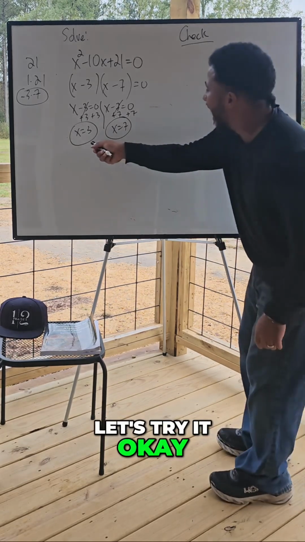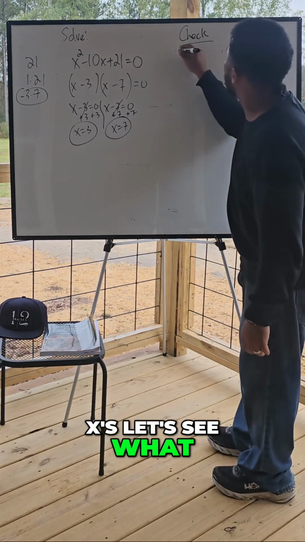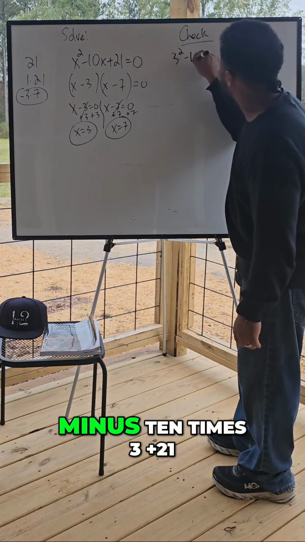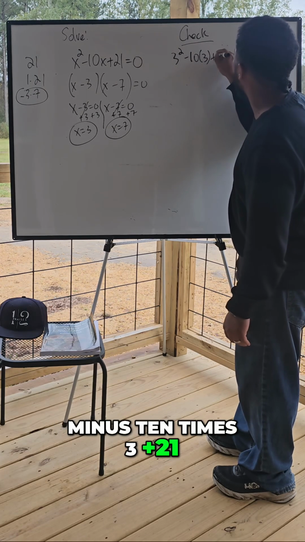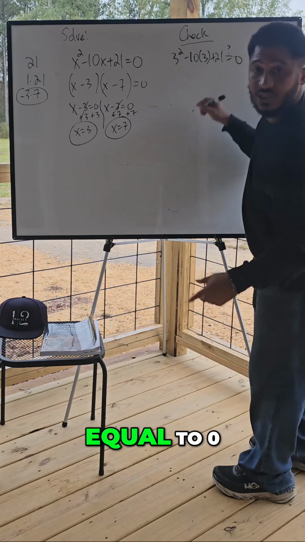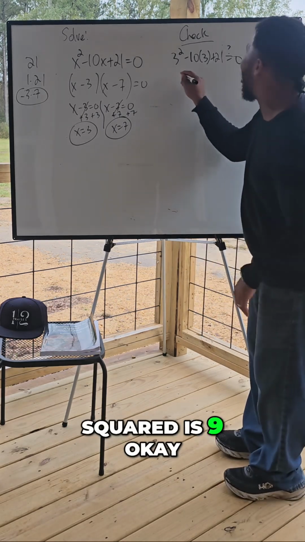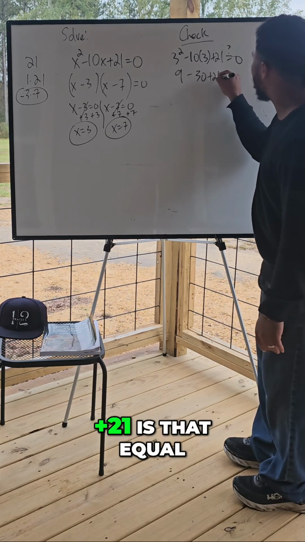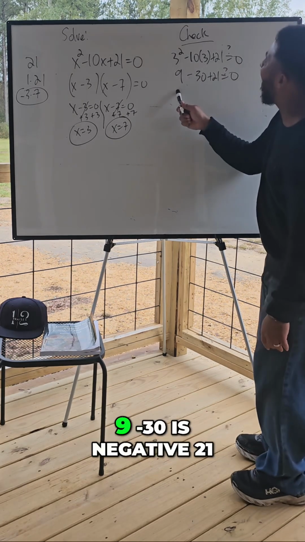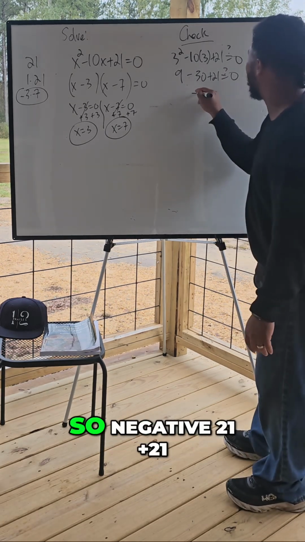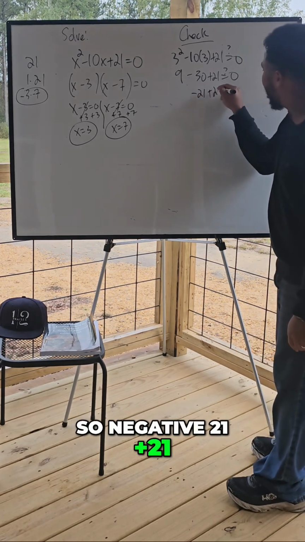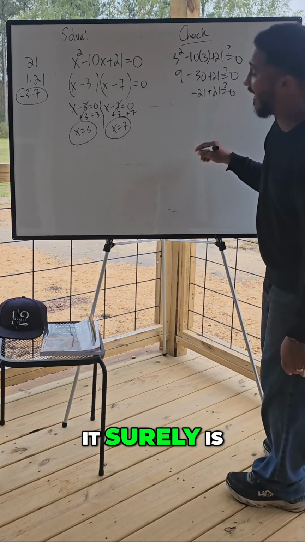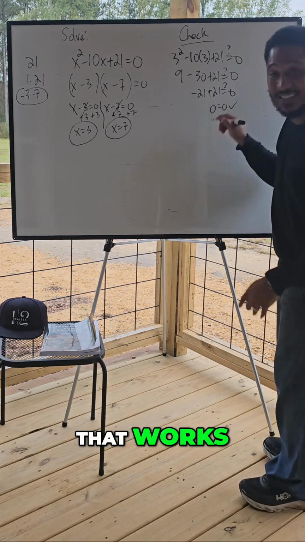Let's try it. If I plug in 3 for all the x's, let's see what we get. 3 squared minus 10 times 3 plus 21. We're asking, is that equal to 0? Well, I know 3 squared is 9. Minus 10 times 3 is 30 plus 21. Is that equal to 0? Well, 9 minus 30 is negative 21. So negative 21 plus 21, is that equal to 0? It surely is. Yep, 0 equals 0. That works. It checks out.